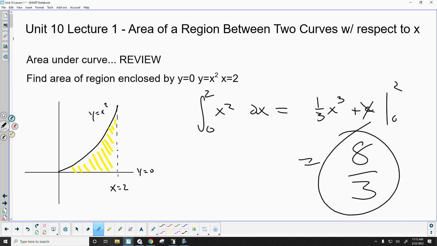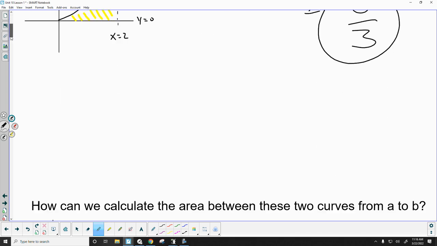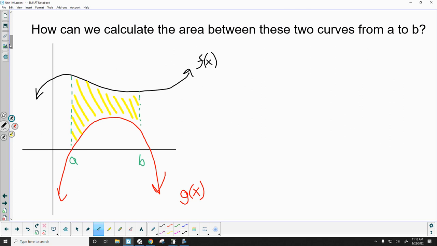Now, the first two lessons of this unit, just areas. Okay? Nothing conceptual. Just areas. But we're talking about areas between curves. Most of you conceptually would know how to find this area of this shaded yellow region. Tell your neighbors, how would you find that shaded yellow region's area? What would you do?